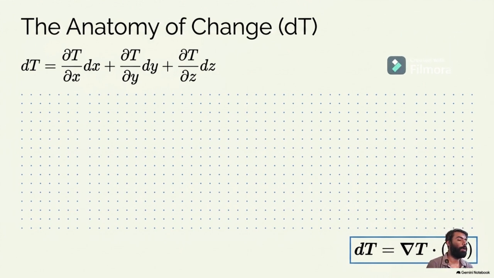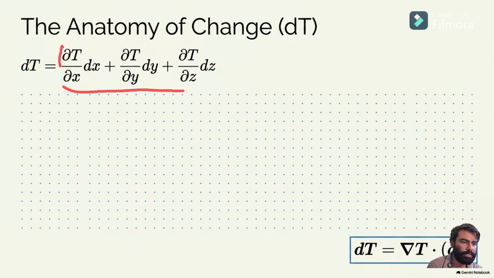Now how much does the temperature change with that small displacement vector? We can think of that change using partial derivatives. The first component is dT/dx, which means the rate of change along the x-axis, so how much the temperature changes if you go along the x-axis, and dx means how much you have actually moved along that axis.